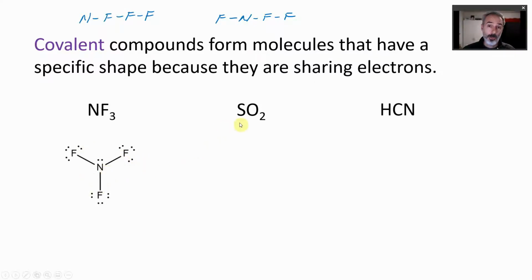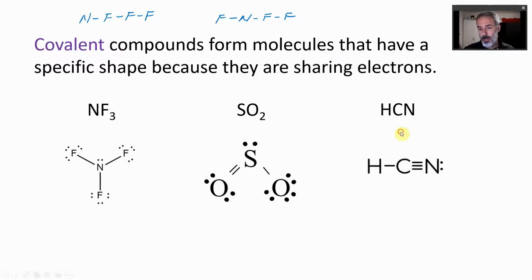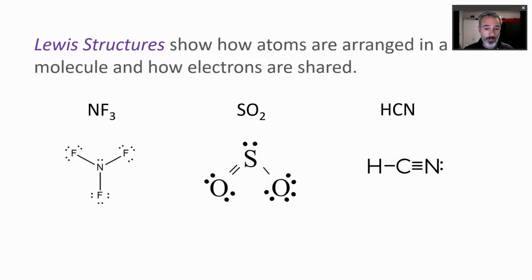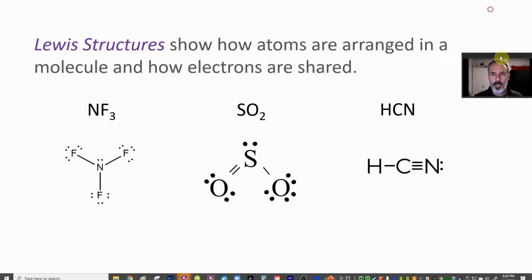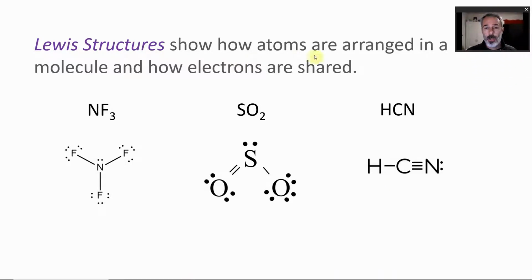If you're wondering what SO2 looks like if you draw its Lewis structure, this is what it looks like. If you draw this compound over here, which is called hydrogen cyanide, that's its common name, that's what it looks like. You're going to notice that Lewis structures don't just show you where the atoms are, they also show you where the electrons are. So it's super important to understand that they show how atoms are arranged and how electrons are shared within those molecules.